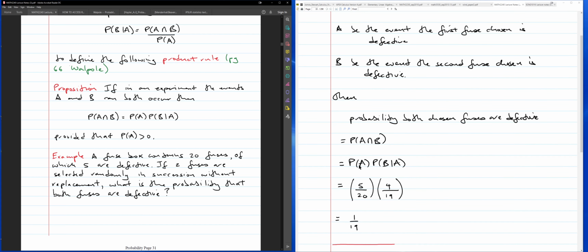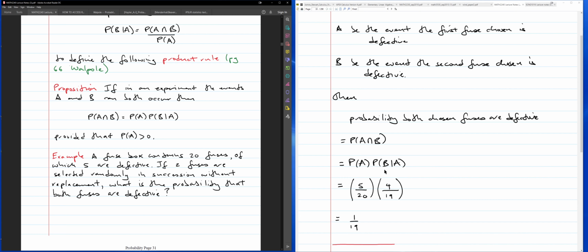First of all, what's the probability of A? A is when I'm choosing the first fuse. So I'm choosing one fuse out of 20, and we want the probability that that first fuse is defective. You have 5 defective out of 20, so the probability of the first one being defective is 5 out of 20.